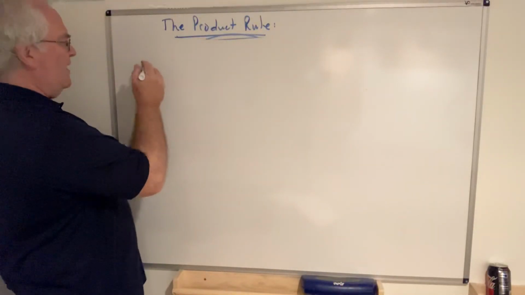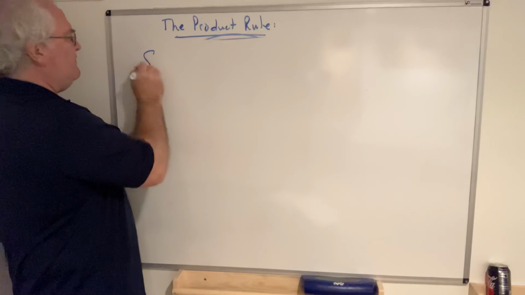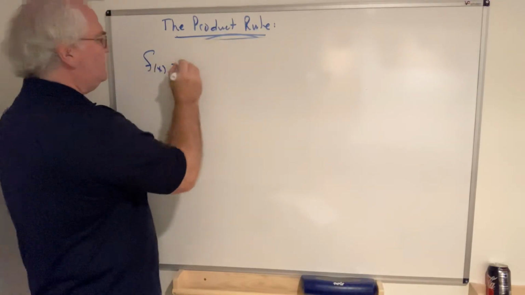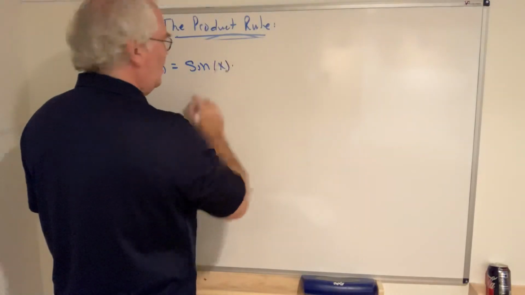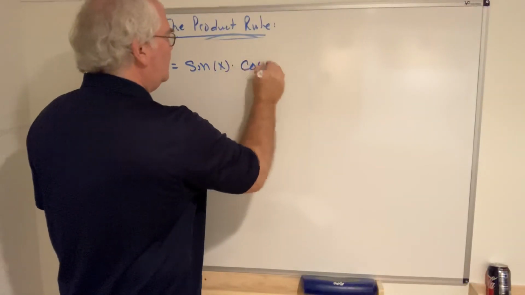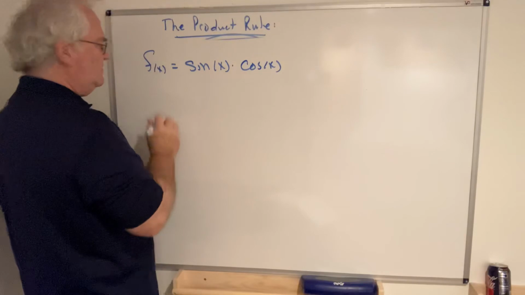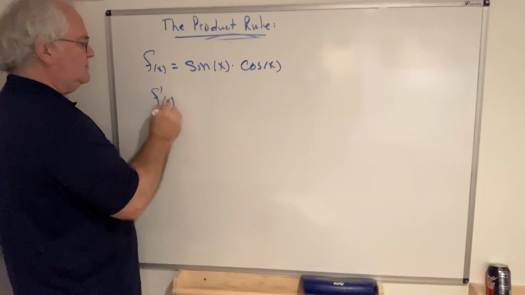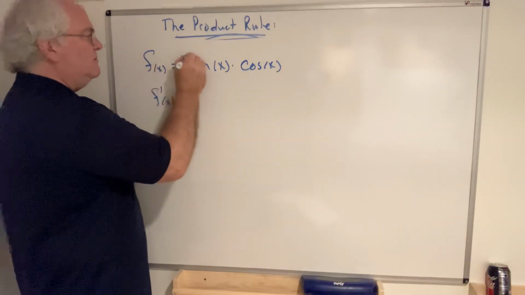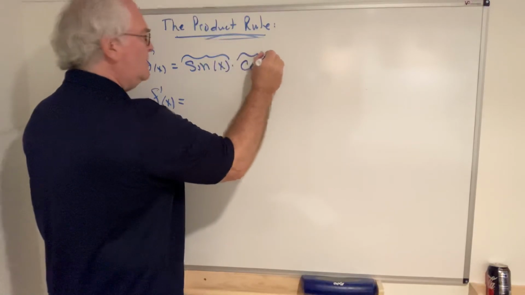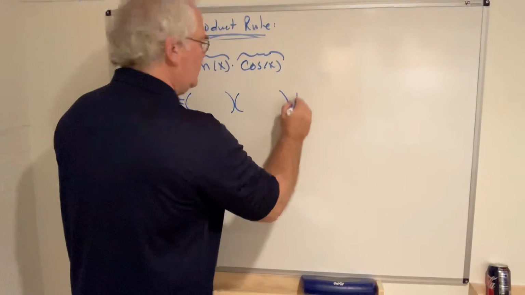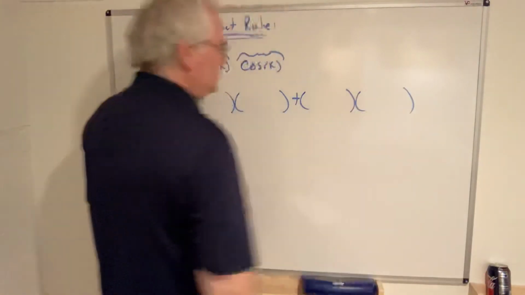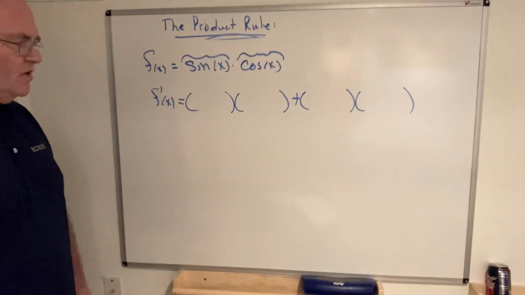So what do we have here? Suppose f of x is sine of x times, let's say, cosine of x. What's the derivative of that? Well, there's the first, there's the second. It is first times derivative of the second plus second times derivative of the first. There we go. All our workers are lined up.